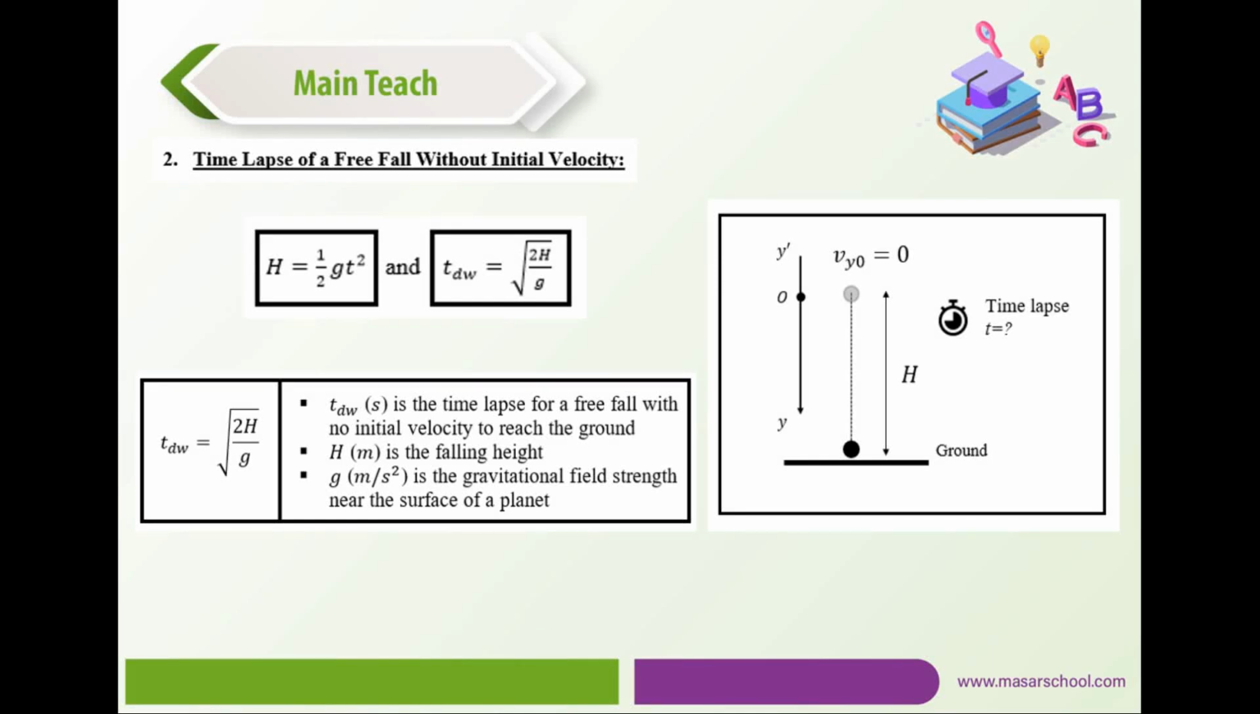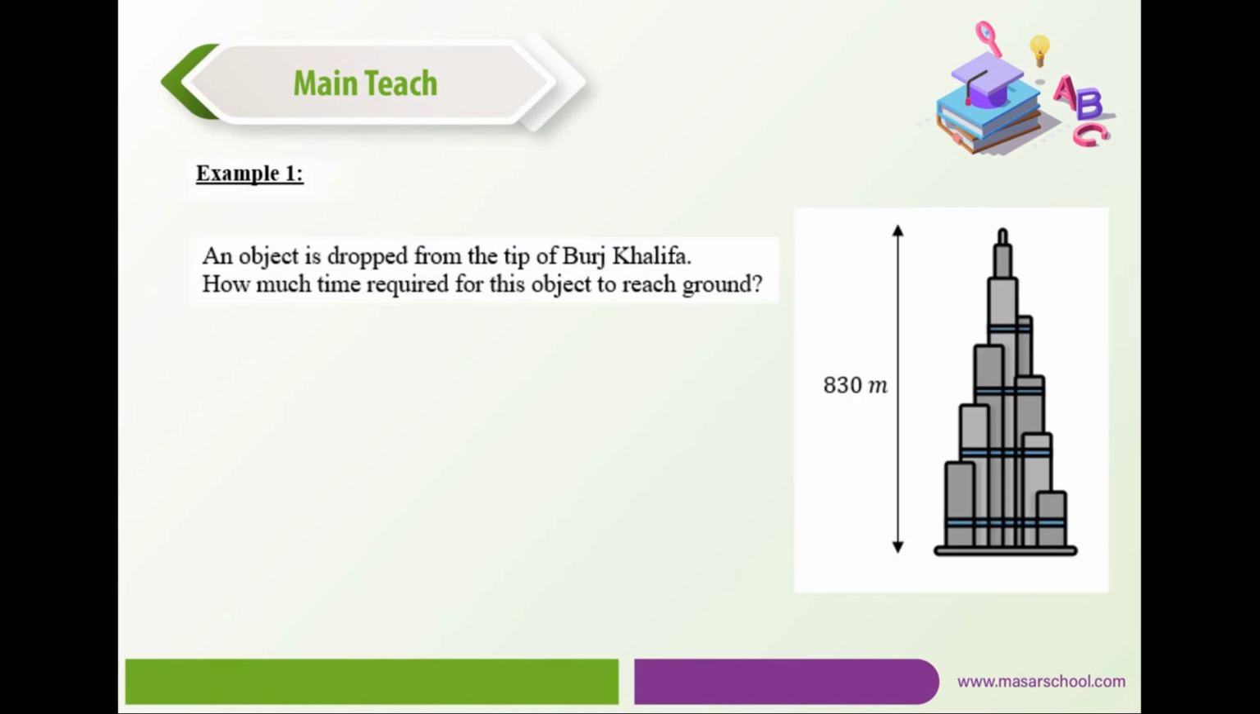But the thing is that we cannot ever use this formula unless the object is released from rest. So example 1, an object is dropped from the tip of Burj Khalifa. How much time is required for this object to reach the ground? Now if we refer to the figure, we know that the distance from the ground to the tip of Burj Khalifa is given by 830 meters, and here we suppose that the object is in free fall, no air resistance, and by dropped it means from rest.